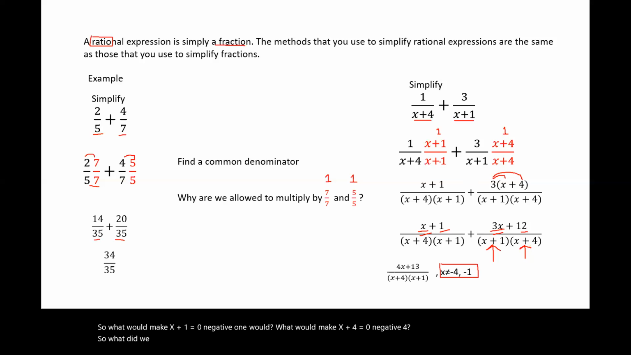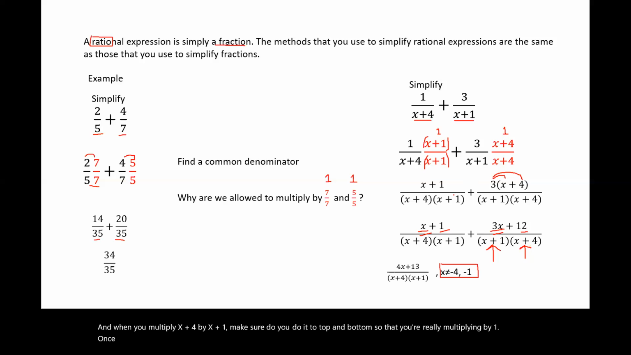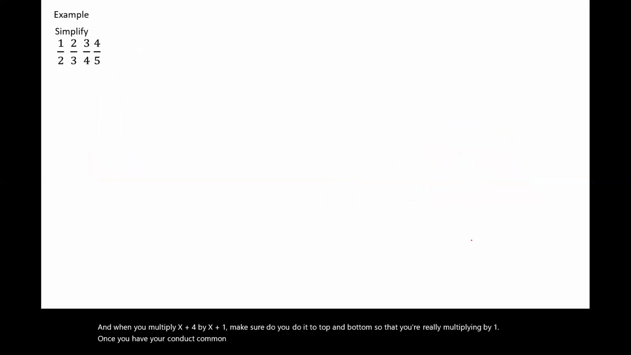So what did we do again? We found a common denominator. And when you multiply x plus 4 by x plus 1, make sure you do it to top and bottom so that you're really multiplying by 1. Once you have your common denominator, collect your like terms.